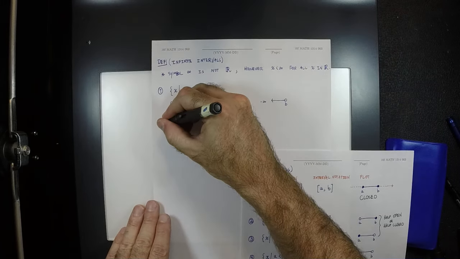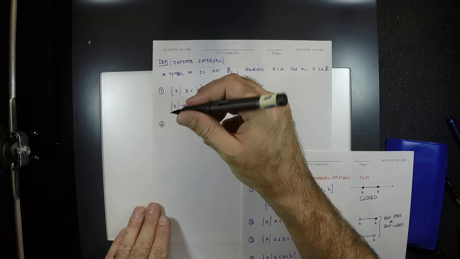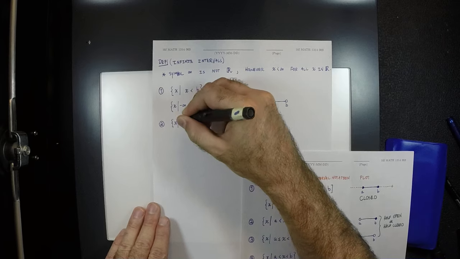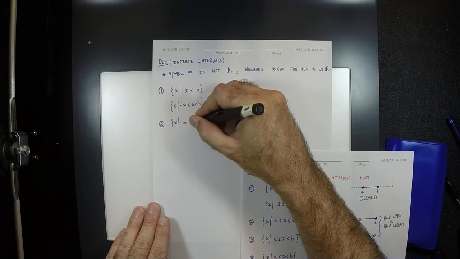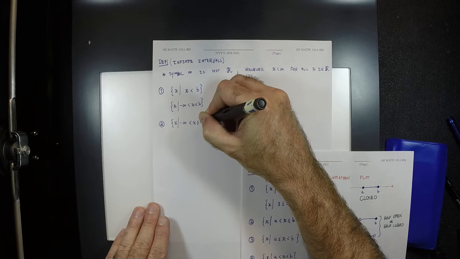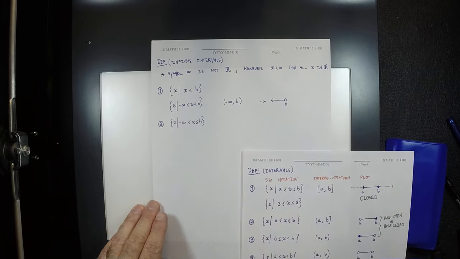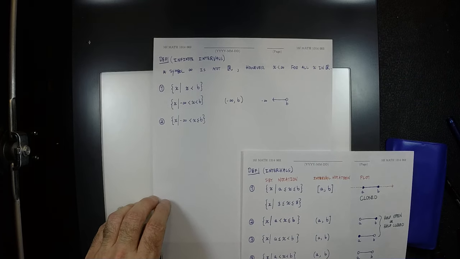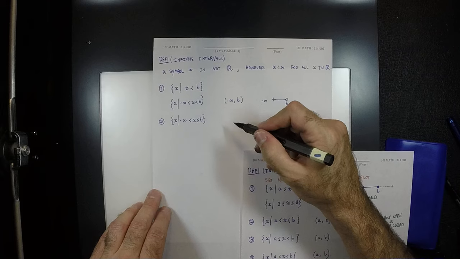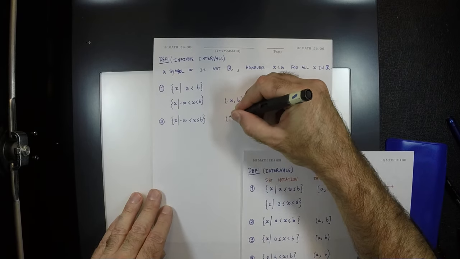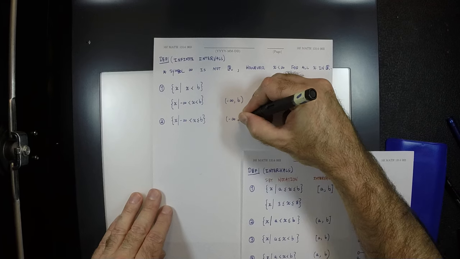Another thing we could do is, how about this? The set of all x such that negative infinity is less than x is less or equal to b. So how is this different and the same as the previous one? Right, now it's closed at b. So negative infinity to b.